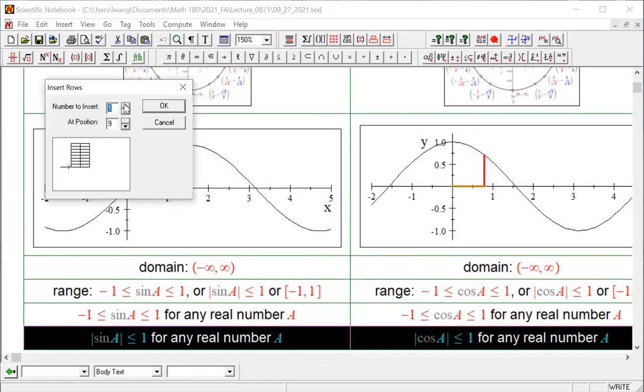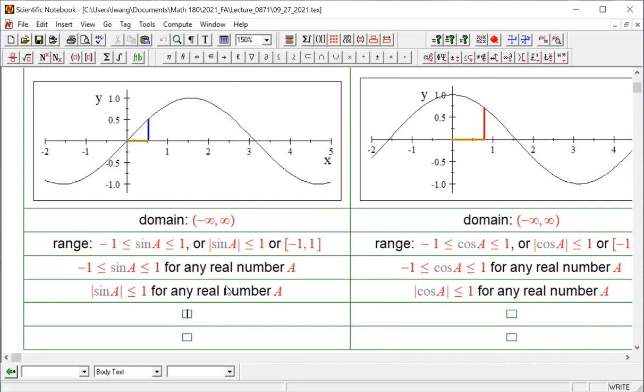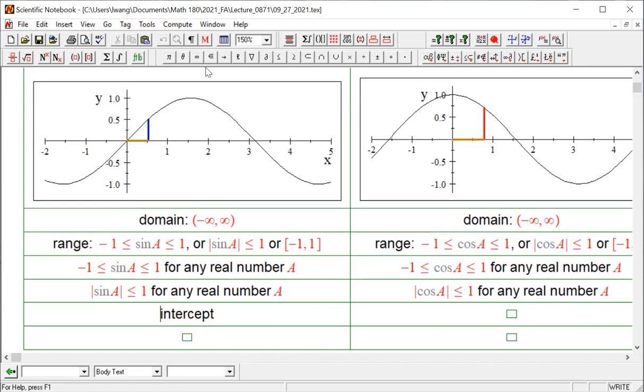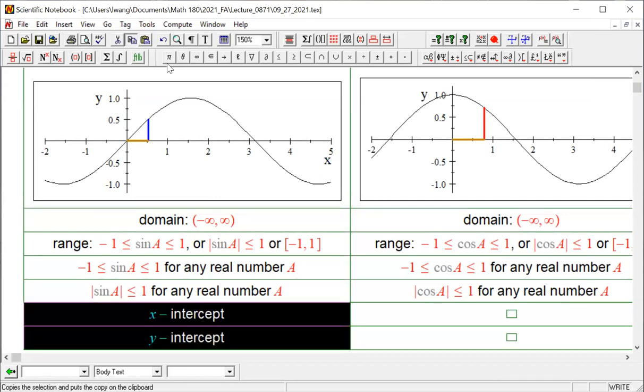Okay, so I'm going to insert 2 rows. X-intercept, y-intercept. I would like everybody to participate, okay, for sine and cosine.